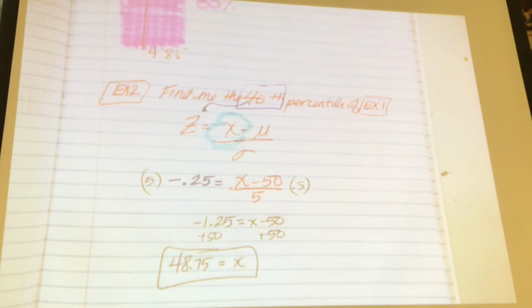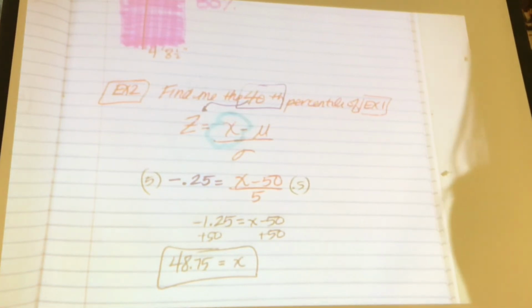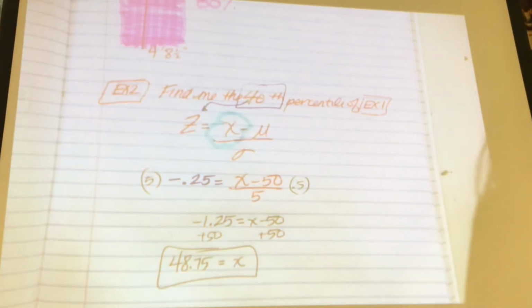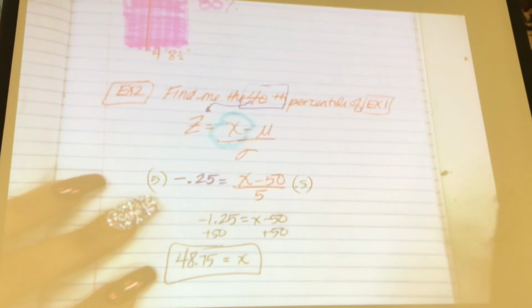Which makes sense because it's below the mean. Oh wait, no, it's above the mean. It's below the mean. 50% is the mean. The 40th percentile, which is under the $50, which is why it makes sense that it's 48.75.